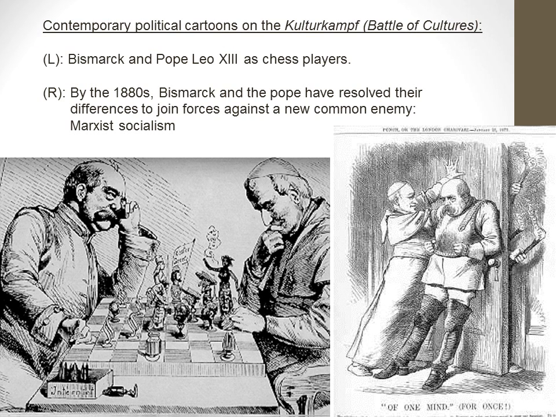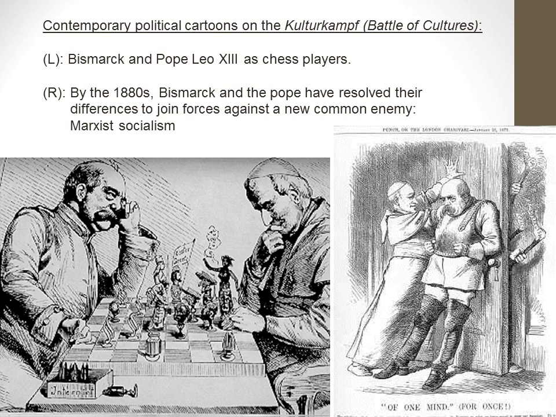This slide depicts political cartoons during the Kulturkampf, which refers to the period of the Battle of Cultures is what it means. And it refers to the period during the early phase of Bismarck in Germany, where Germany, as a secular liberal state, engaged in an attack on Catholicism within the German continental empire.